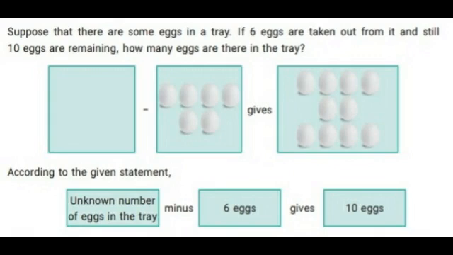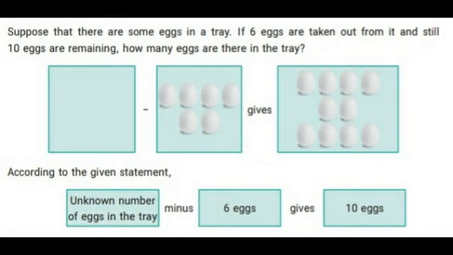Suppose there are some eggs in a tray. We don't know how many eggs there are. If 6 eggs are taken out from it and still 10 eggs are remaining. See my dear students, in a tray we have some eggs. We didn't count them. And I am going to take out 6 eggs from that. But after taking away the 6 eggs, the remaining eggs in the tray are 10 eggs.